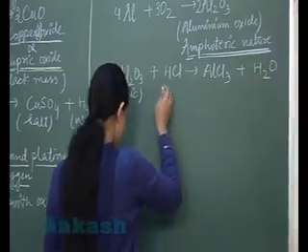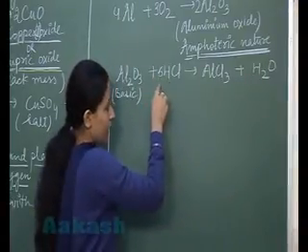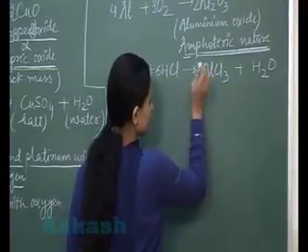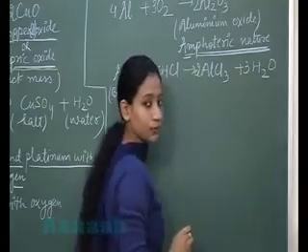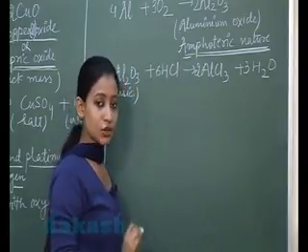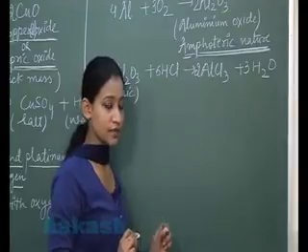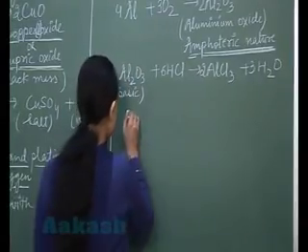Now students, on balancing this equation, 6 coefficient will come before hydrochloric acid, 2 before aluminium chloride and 3 before water. I hope students this reaction is clear to you. Next is the reaction of aluminium oxide with base to show that it contains acidic nature also. So what is the reaction?